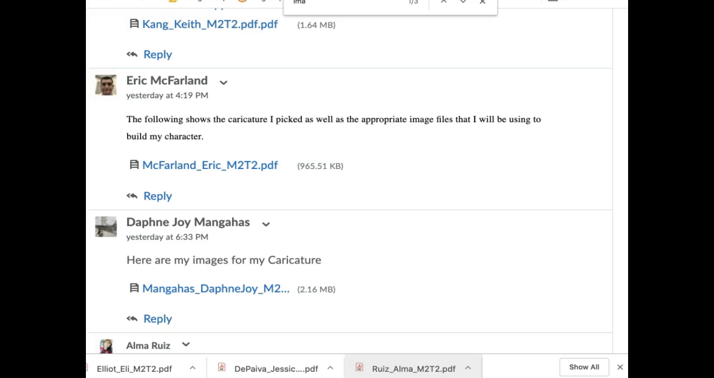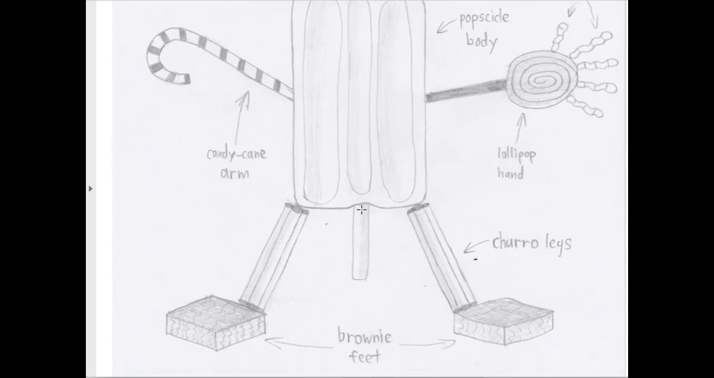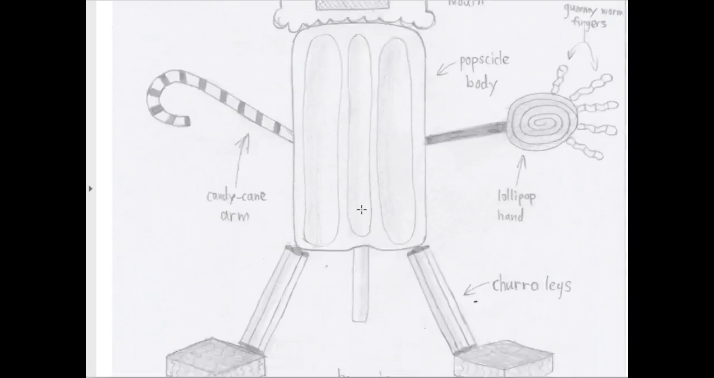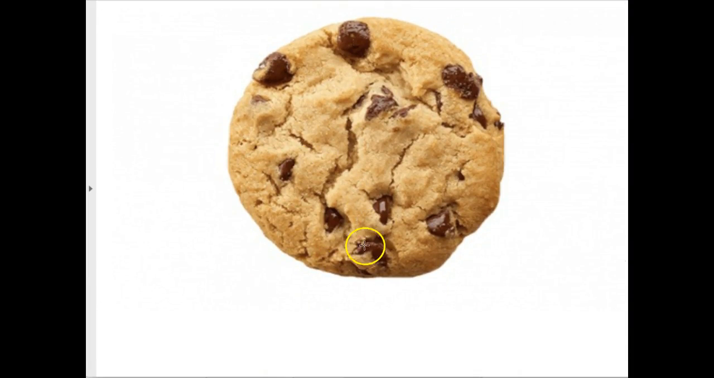Okay, Eric, so here's your sketch that you chose with the popsicle body, churro legs, brownie feet. Yeah, that looks really nice. Yeah, good. Cookie. Yeah, that looks really good.